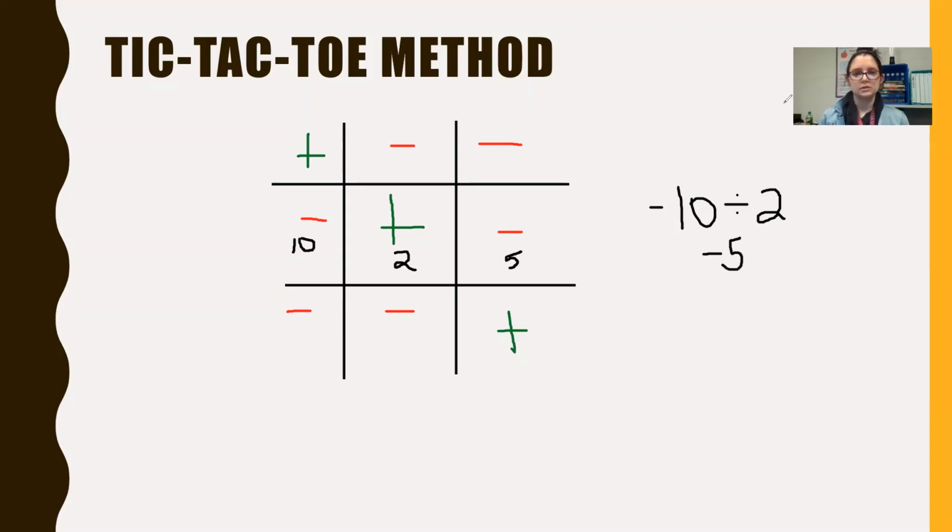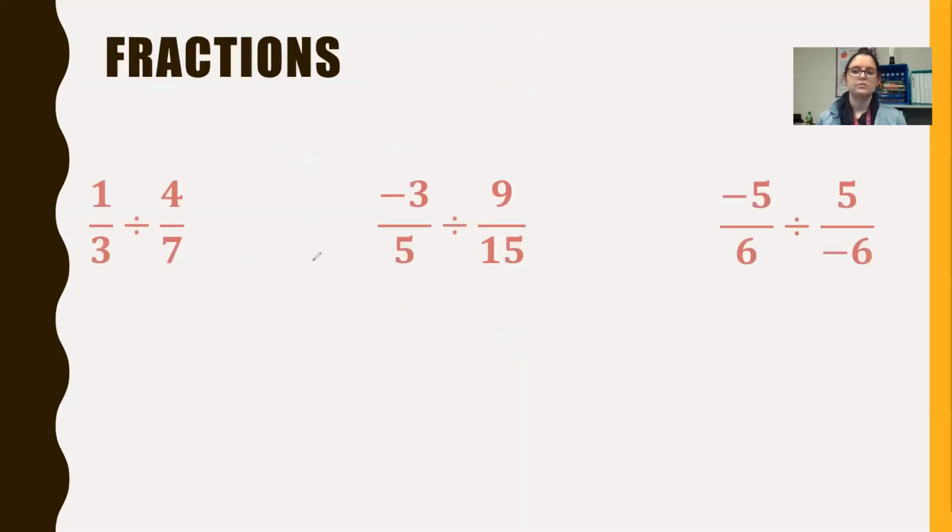Okay, so let's look at a few examples. We'll start with fractions, and then we will move into decimals. So here's our first set of examples. We're just going to deal with fractions first, then we're going to introduce one negative, then 2.